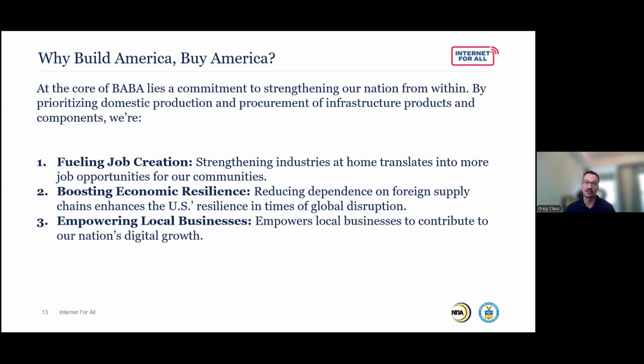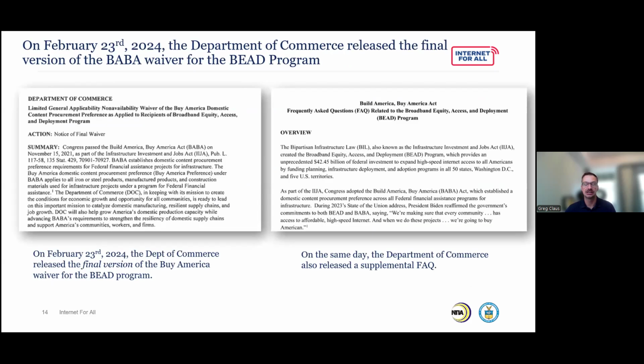This is great for job creation. Makes sense. So you're onshoring, and the funding here is being used to improve manufacturing and training and skills, hiring local labor. We're boosting economic resilience and empowering local businesses. All of these three things are a driving force behind BABA. I do want to say that this is the law and the requirement.